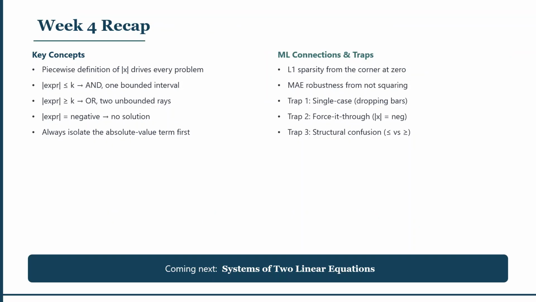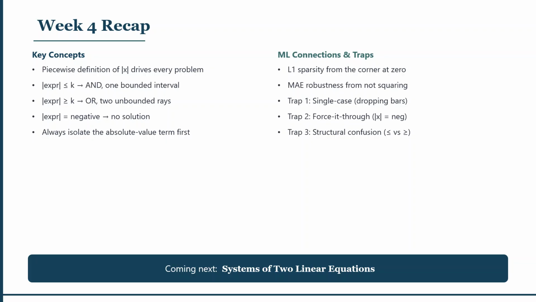You translated absolute value equations into the positive and negative cases, decoded the structural pattern that less than or equal to produces a single bounded interval and greater than or equal to produces a union of two unbounded rays, and connected absolute value mechanics to L1 regularization and mean absolute error in modeling. The takeaway is that the absolute value of x means distance from zero, and distance is never negative. That single fact diagnoses no solution cases instantly.